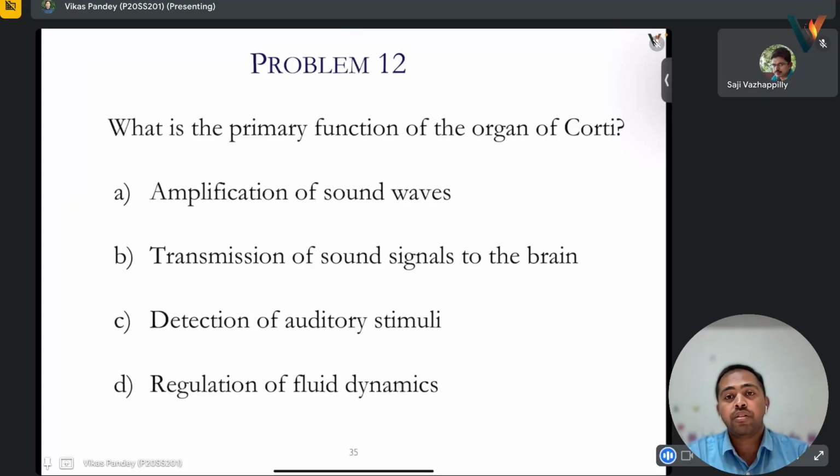Then what is the primary function of the organ of Corti? That is there in the basilar membrane, right? Is it the amplification of the sound waves, transmission of sound signal to the brain, detection of the auditory stimuli, or regulation of the fluid dynamics? The organ of Corti has hair cells. Transmission of sound signals to the brain.